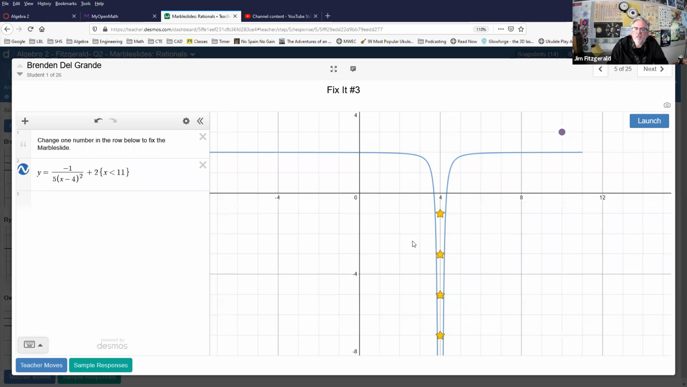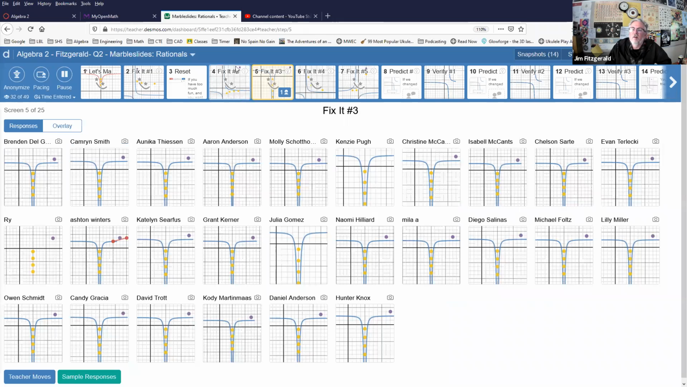But I noticed that, and I don't know if it's just part of the marble slide thing. I think on most of the Desmos things where there's a graph, you can zoom in and zoom out. So they may have just disabled it for this activity, but anyway, I don't know.